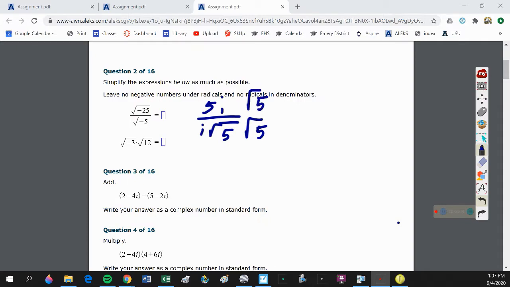Now, why is all of a sudden that legal? Why does that rule work? What is this number here? 1. And multiplying by 1 doesn't do anything. Well, if it doesn't do anything, then why do we bother doing it?